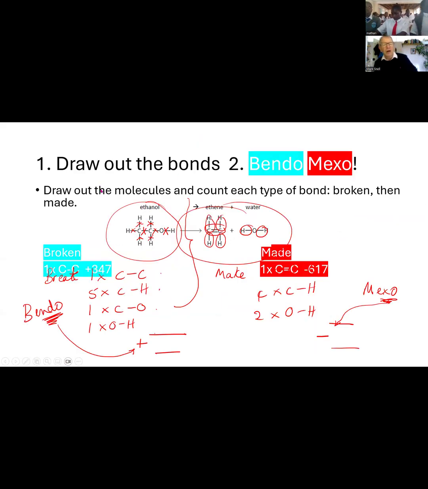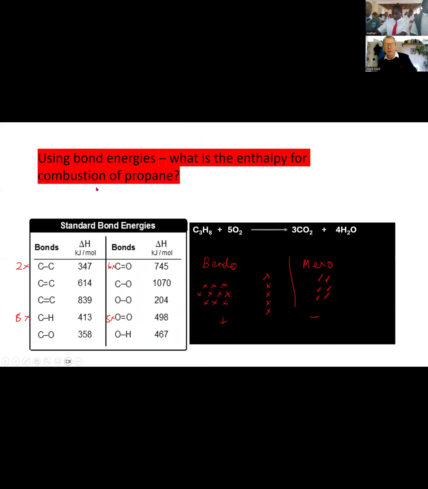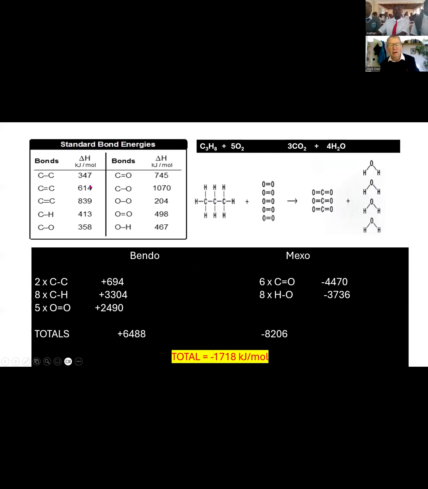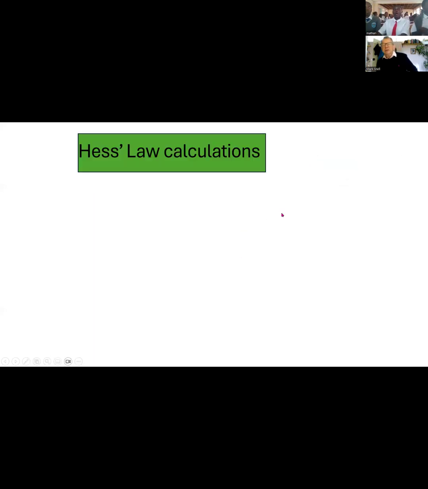Anyway, right, next bit, last bit before we run away and go, oh, chemistry is so hard. Okay, this is Hess's law. Hess's law is really simple in its ideas, but it can look rather complicated. And I'm going to show you how it goes.